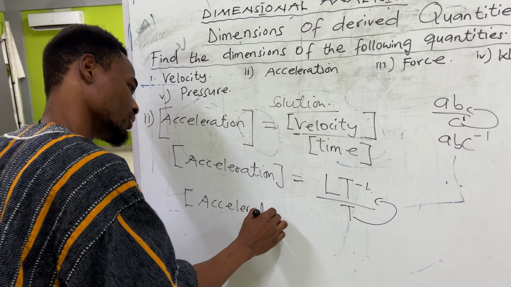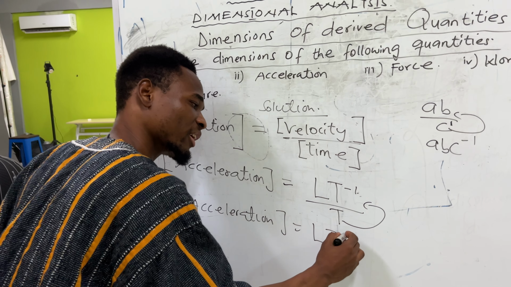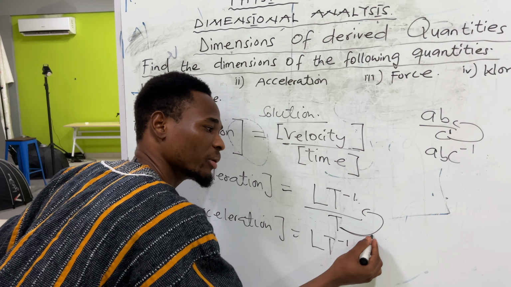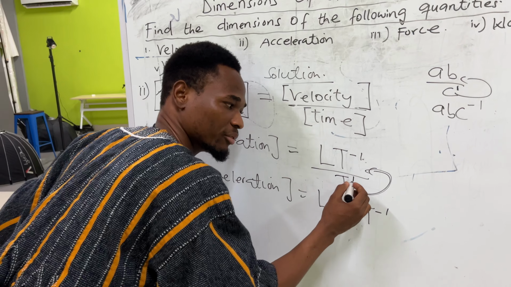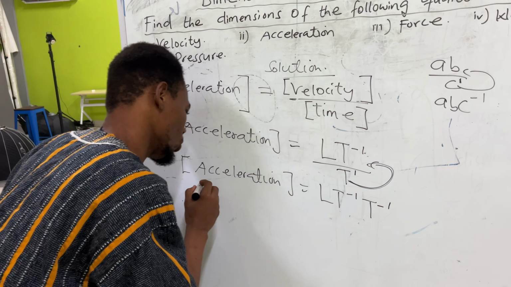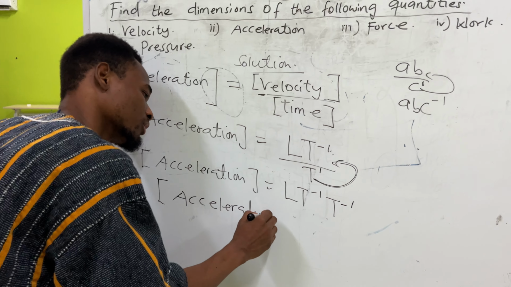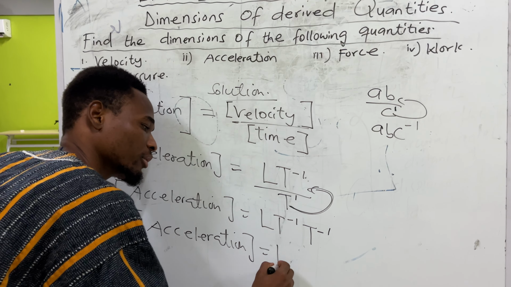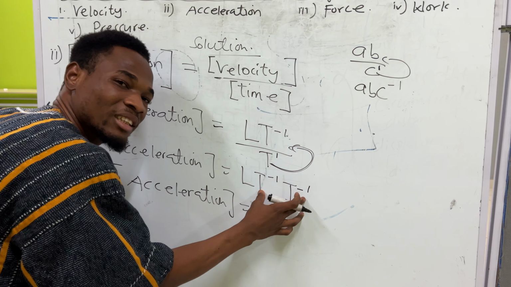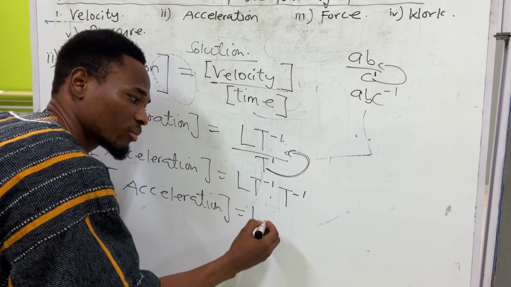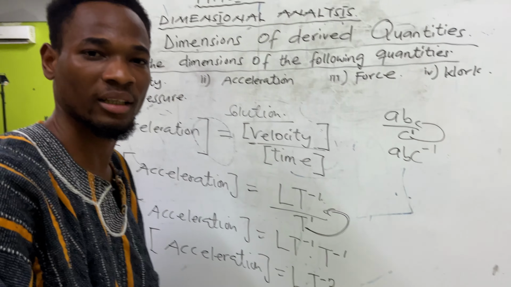the acceleration will become: I have my L, I have my T to the power -1. This T will come here, so it will be T to the power -1, because when I transpose it, it becomes negative. So finally, the dimension for acceleration is L. According to the law of indices, when the same bases are multiplying, I add the exponents. They are multiplying, so it will be T to the power -2. As simple as that. Are you okay?